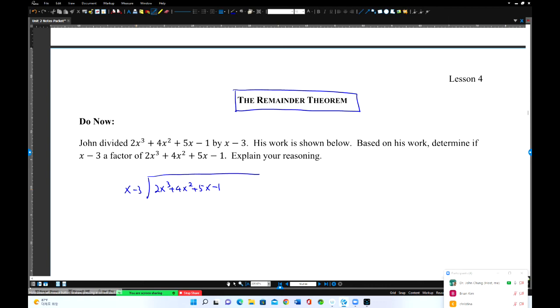Okay, 2x times 2x squared, right? So 2x cubed minus 3x squared. No. 2x times 3 is what? 6x squared. Subtract. 4x squared minus 6x squared is 10x squared.